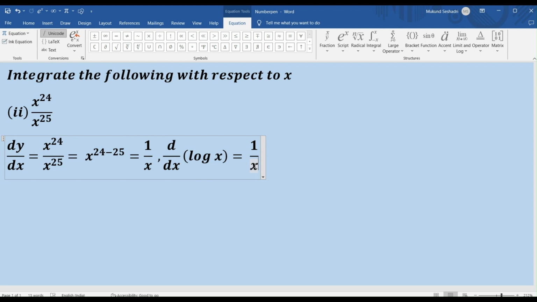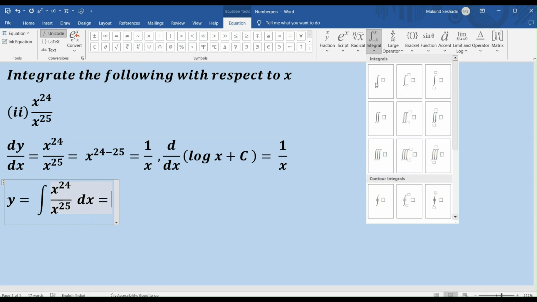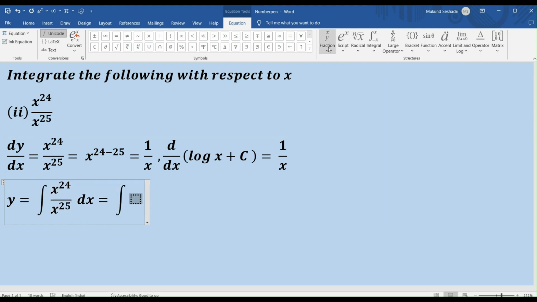And that's why we say that a particular function has multiple antiderivatives. Why? Because d by dx of log x plus any arbitrary constant is also 1 by x. And therefore, when we write our final answer, this is how we write it: y equals the integral of x to the power 24 by x to the power 25 dx, which is equal to the integral of dx by x. Dx by x is nothing but log of x plus c.